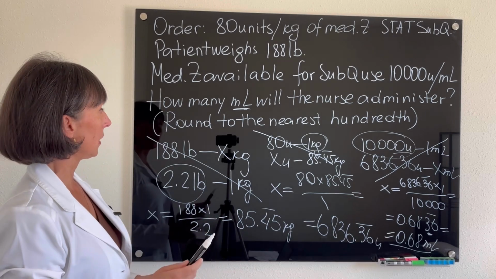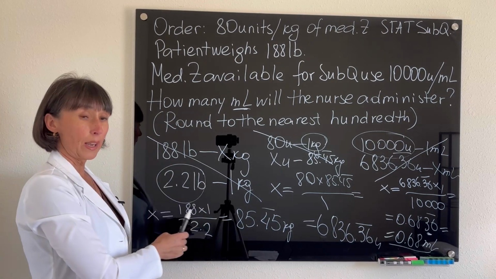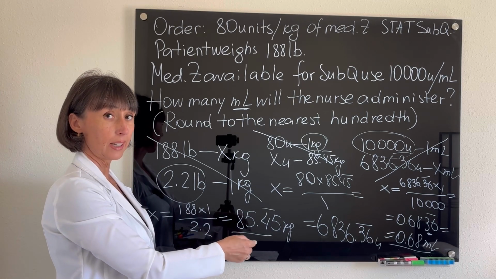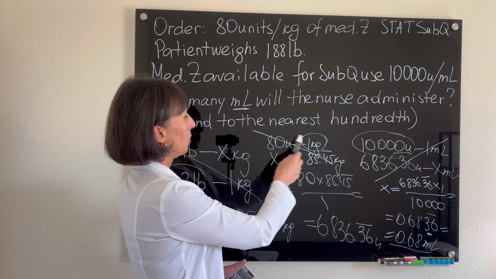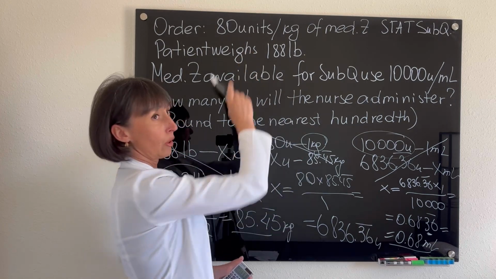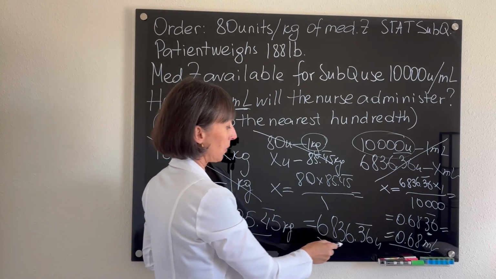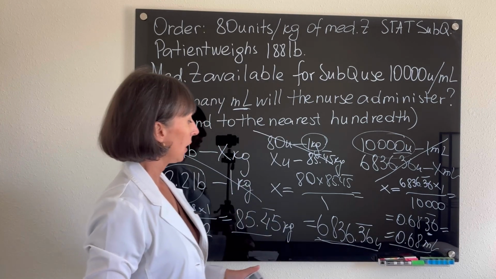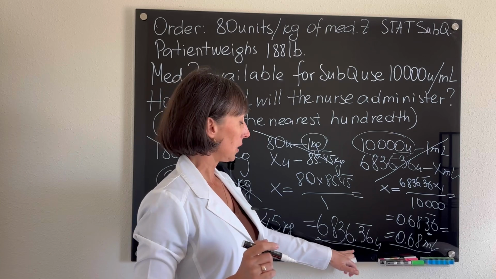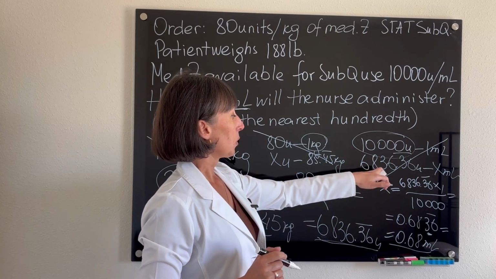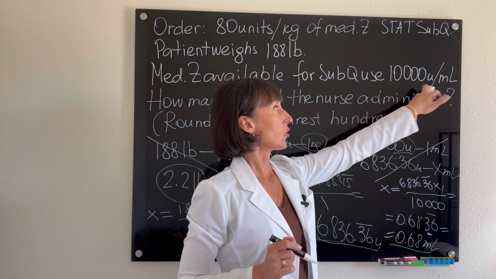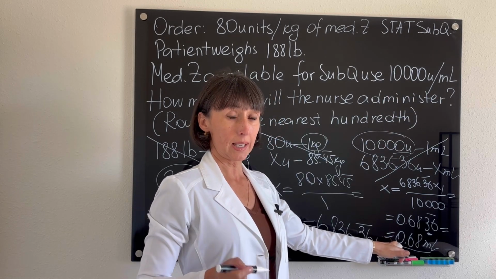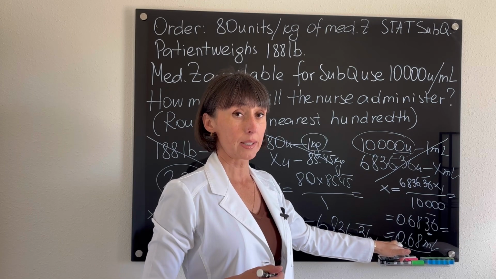So let's review what we did. We first converted our weight to kilograms. We kept that number on a calculator. We did not round here. Then we multiplied our weight by our units per kilogram to find how many units we give to this patient who weighs more than 1 kilogram. We kept that number on a calculator. We did not round here either. And then we plugged it into our concentration of 10,000 units per milliliter, and we found that we'll give 0.68 milliliters after rounding to the nearest hundredths.